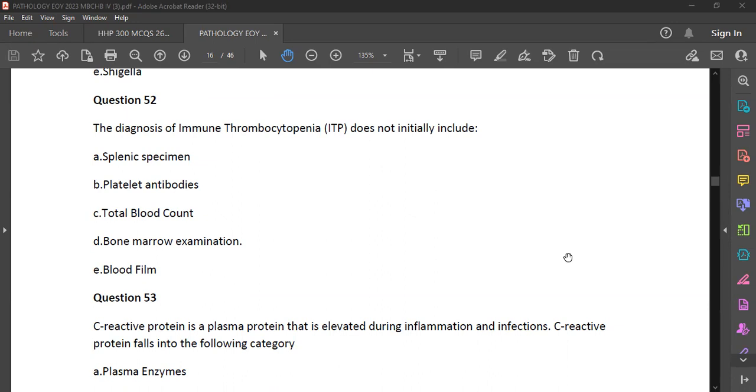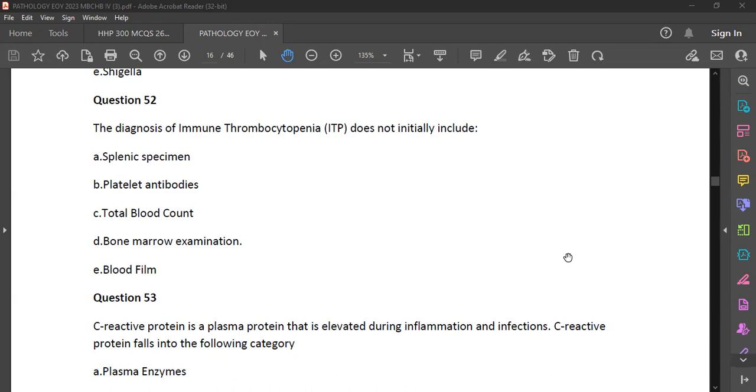You would want to do your platelet antibodies from your serum, and you'll see a question associated with what antibodies are associated in ITP cases and what they do. You'll also want to do your total blood count, to see what's happening with your platelet numbers. Your bone marrow examination shows whether platelets are being produced, the megakaryocytes, and a blood film.